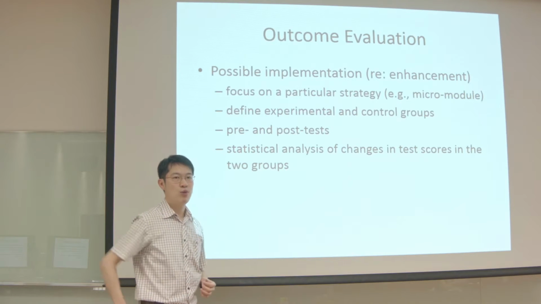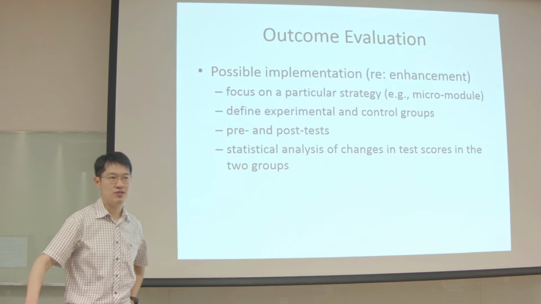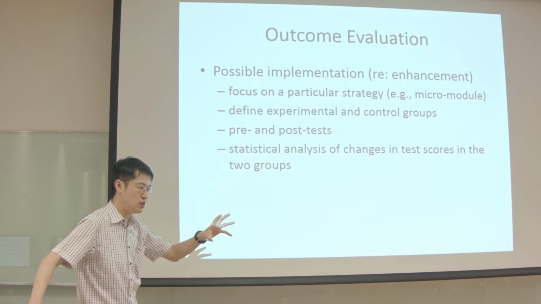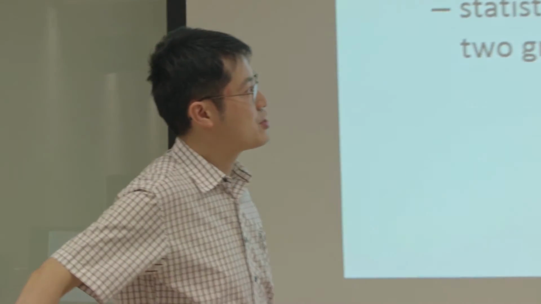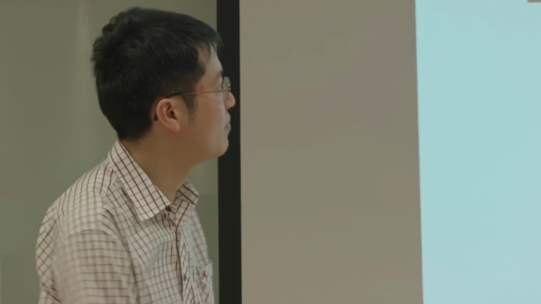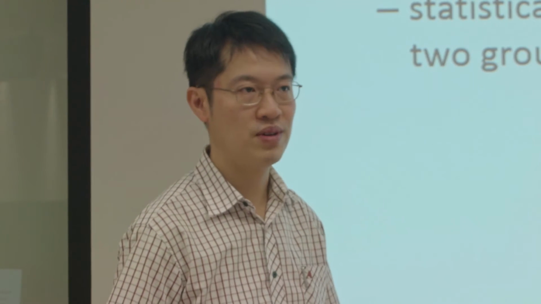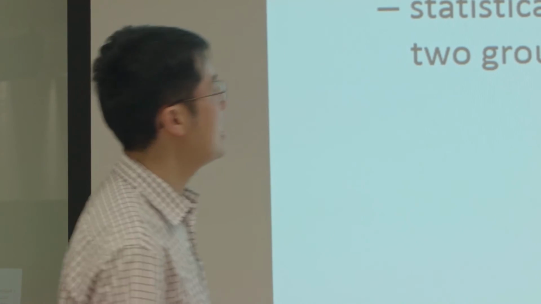Here is another way. The way I just introduced is just focusing on whether the micro module actually helps in the learning. Here, another direction is you want to measure the enhancement, okay? So whether having micro modules is actually good versus not having it, okay? Versus, for example, the traditional board and chalk lecture type. So the setup is very similar, except that this time you will need to define an experimental and a control group, okay, just to set up the comparison, okay? But the remaining things are roughly the same, okay?